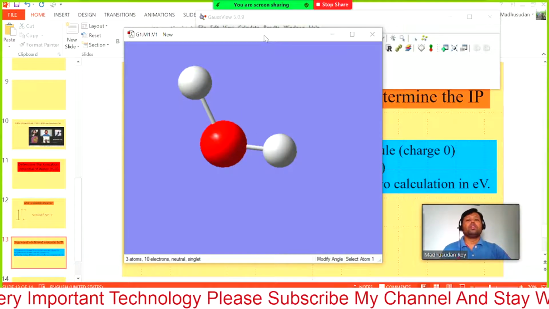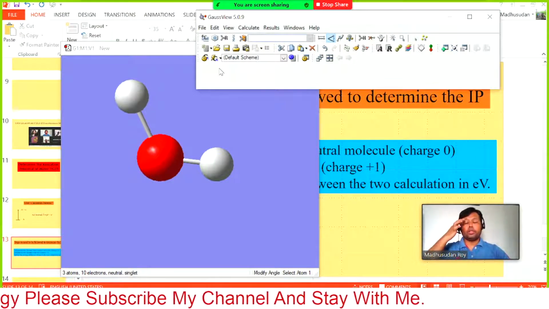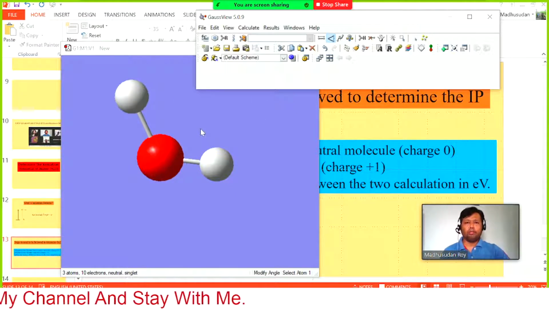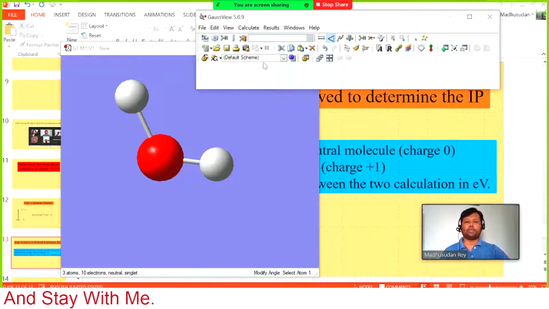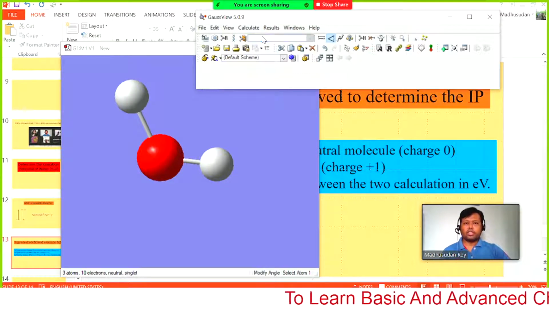So let us see how we can perform the calculation, or how we can command the program to perform the optimization. In that case we will go for the calculate option. This is calculate, Gaussian calculation setup. So this is Gaussian calculation setup.